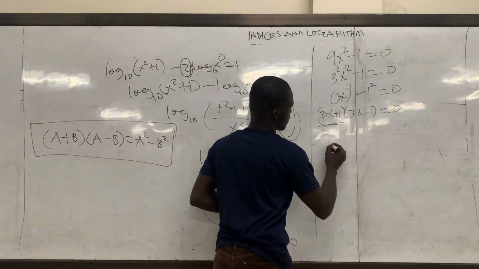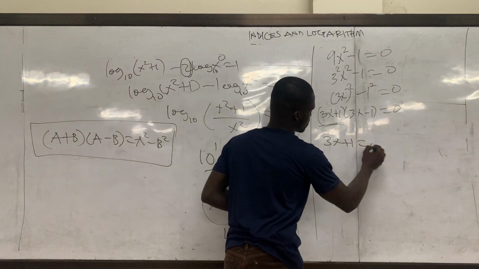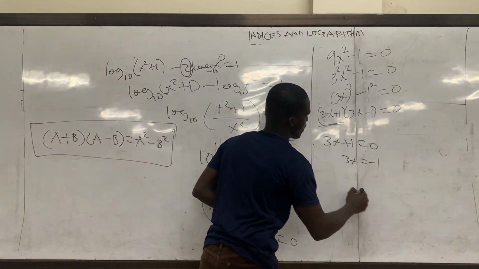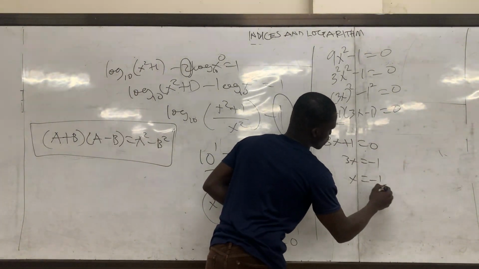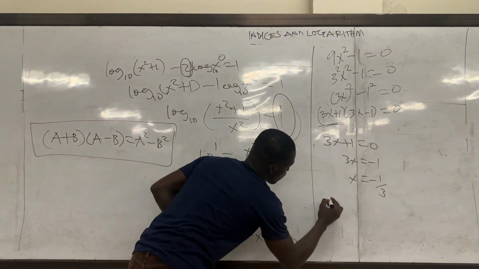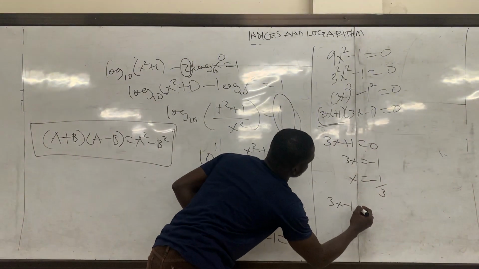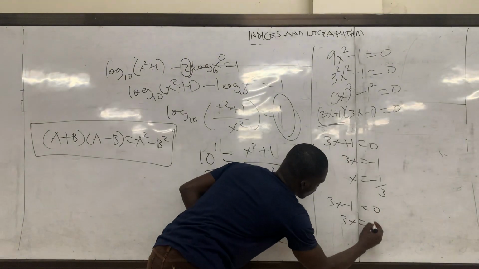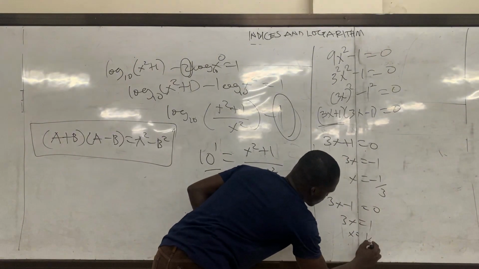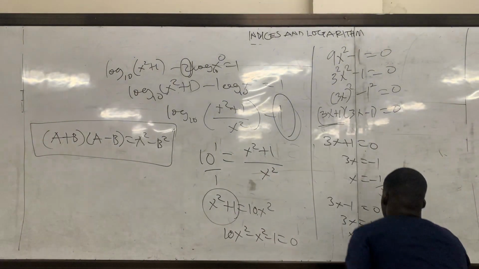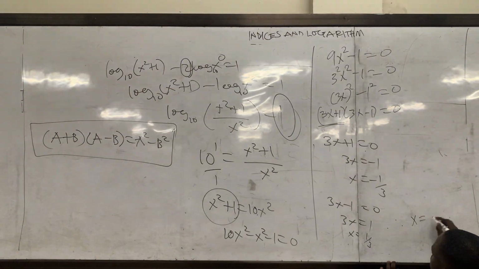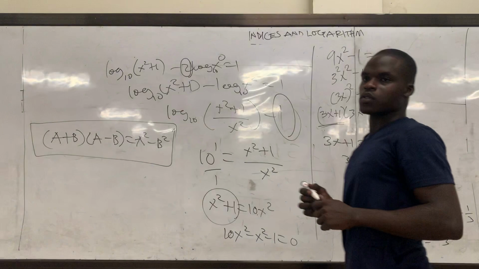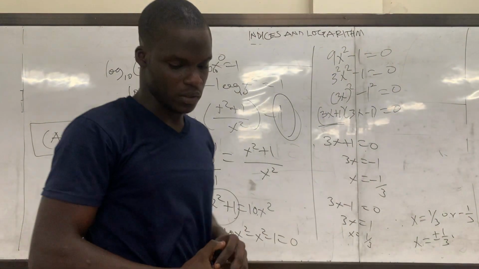If you take the first bracket, 3x plus 1 equals 0, you have 3x equal to minus 1, so x is minus 1 over 3. If you take the second one, 3x minus 1 equals 0, 3x equals 1, so x is equal to 1 over 3. Therefore, the values of x we have from here are x equals 1 over 3 or minus 1 over 3. In other words, x is equal to plus or minus 1 over 3. So we have two values of x from here.